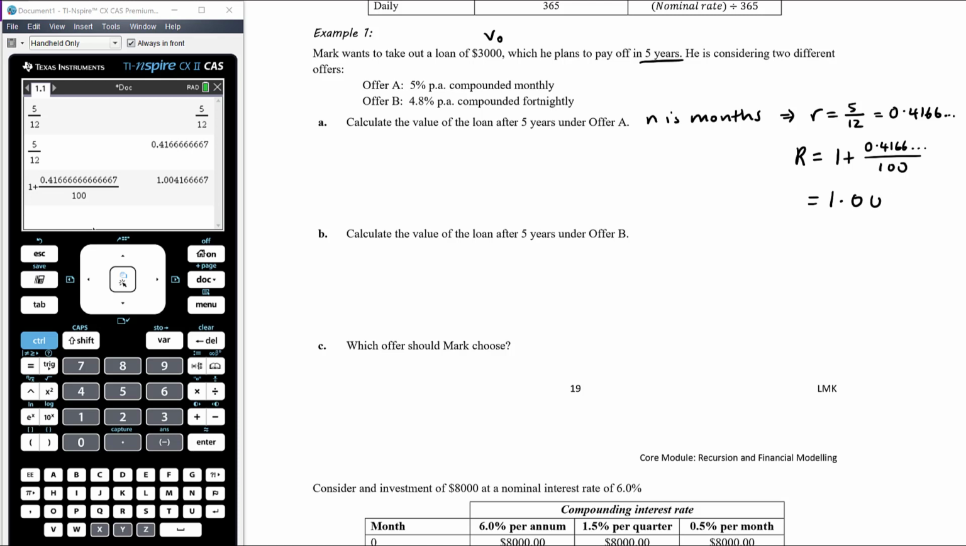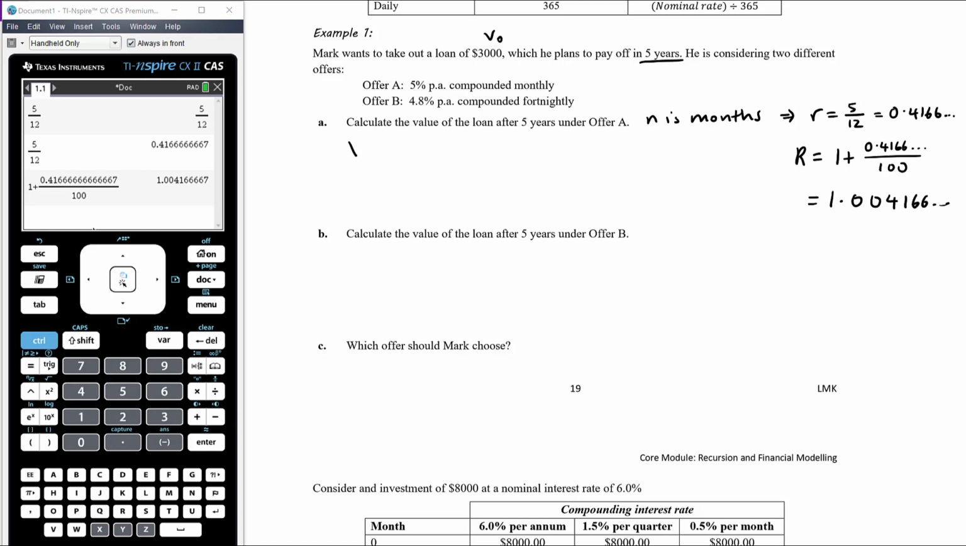1.004166 recurring. So it's important to get it exactly in our CAS so that we can then use it in our next calculations nice and exactly. So we want to calculate the value of the loan after 5 years. So if n is in months, 5 years is 60 months. So this is going to be the value.